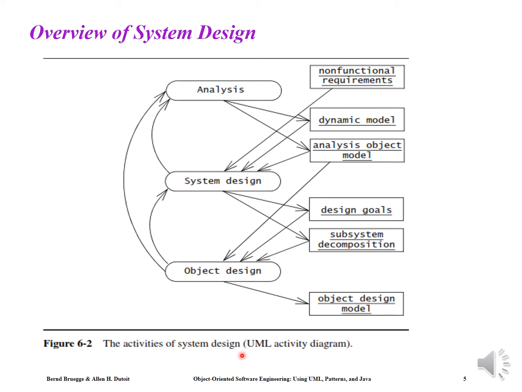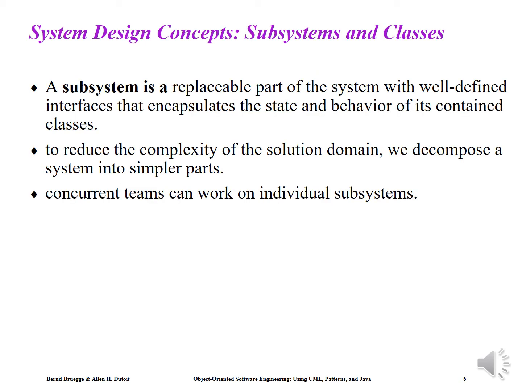So the activities of system design are represented by a UML activity diagram. So let's discuss system design concepts. The first is subsystems and classes. To reduce the complexity of the solution domain, we basically decompose a system into simpler parts. Fine. What is a subsystem? It is a replaceable part of the system with well-defined interfaces.